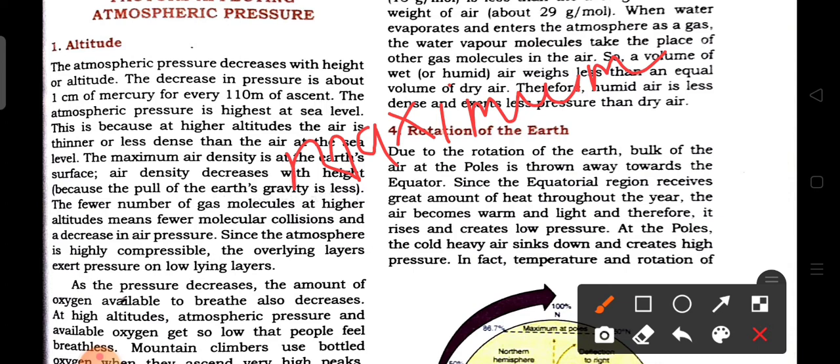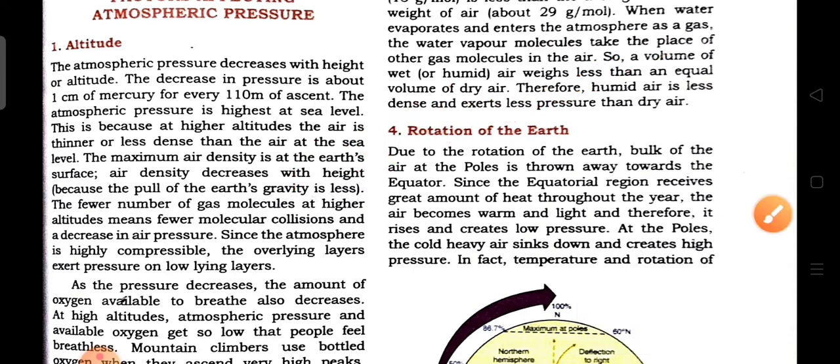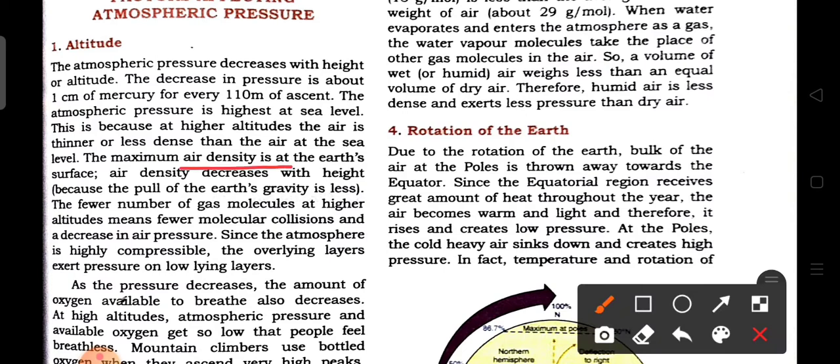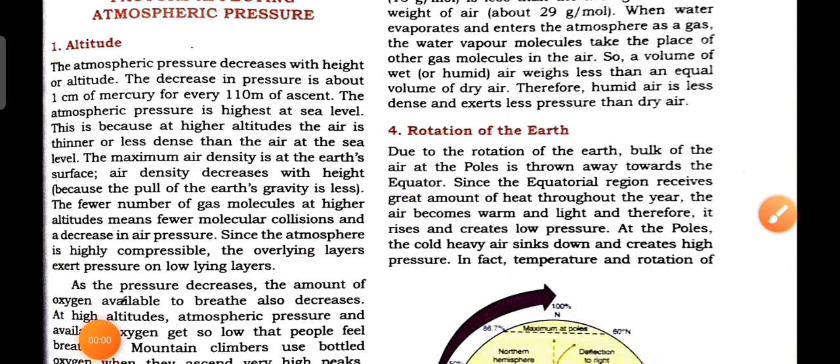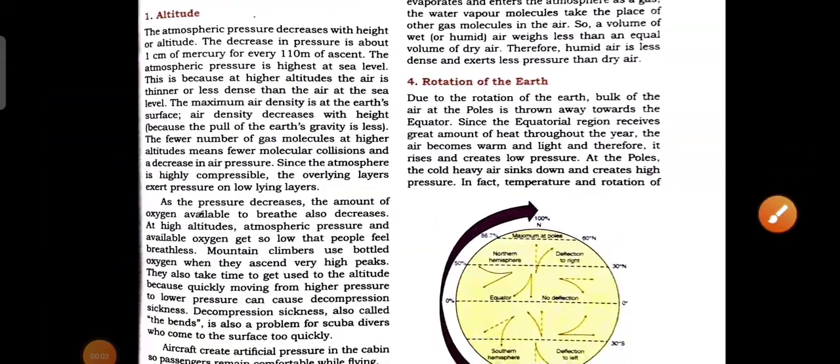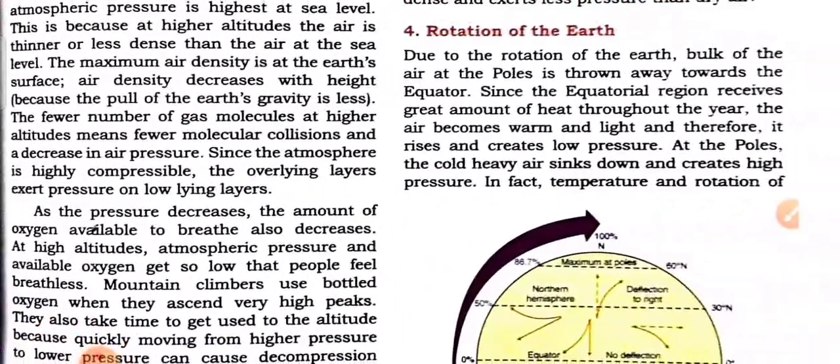And the air density decreases with the height. Why does the air density decrease with the height? Because the pull of the Earth's gravity is less. So, as we go to the higher region, the gravity also decreases. The few number of gas molecules at the higher altitude means fewer molecule collisions and a decrease in air pressure.